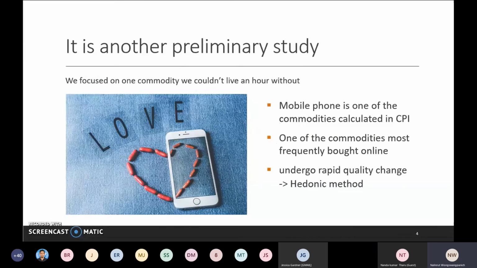In this study, we focus only on one CPI constituent commodity, the commodity we love the most, that is the mobile phone. Mobile phone is one of the products most frequently bought online, which makes it reasonable to use its online price. And due to rapid development, new types of mobile phone are introduced every month, having improved quality than before. The hedonic method is a way to deal with commodities undergoing rapid quality change.